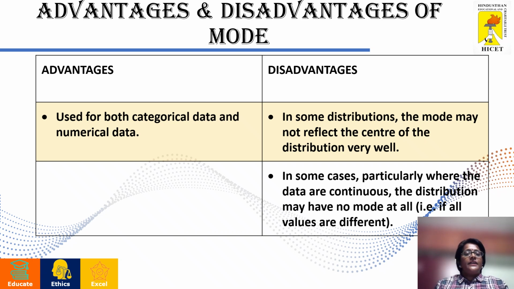Mode, the advantage is that it can be used both for categorical and numerical data. The disadvantages are that in some distributions the mode may not reflect the center of the distribution very well. And in some cases, particularly where the data are continuous, the distribution may have no mode at all, which is taken as one of the disadvantages of mode.